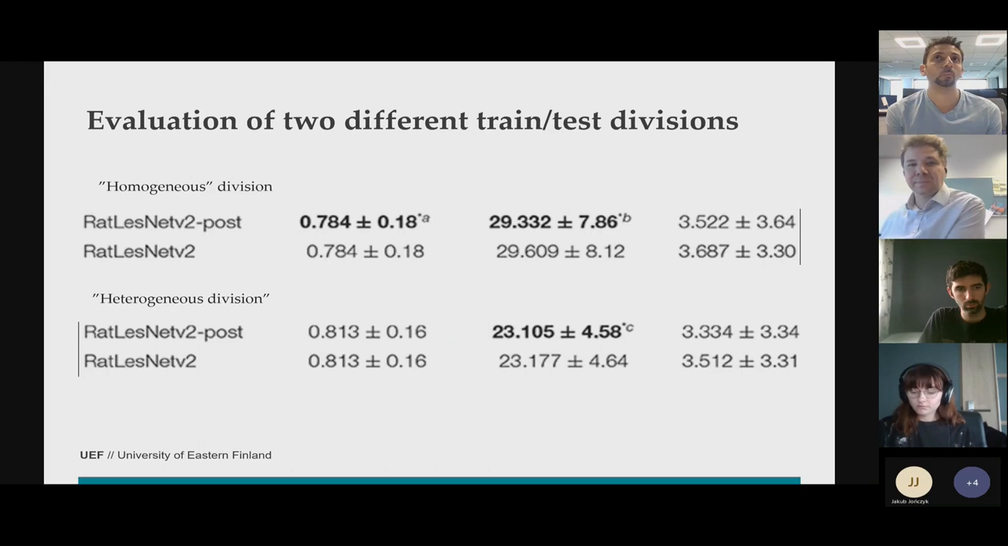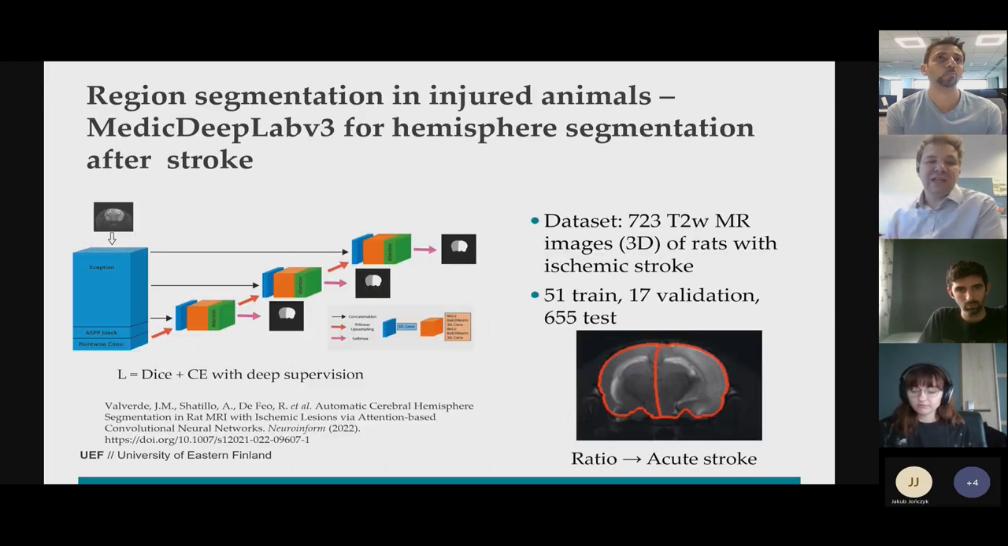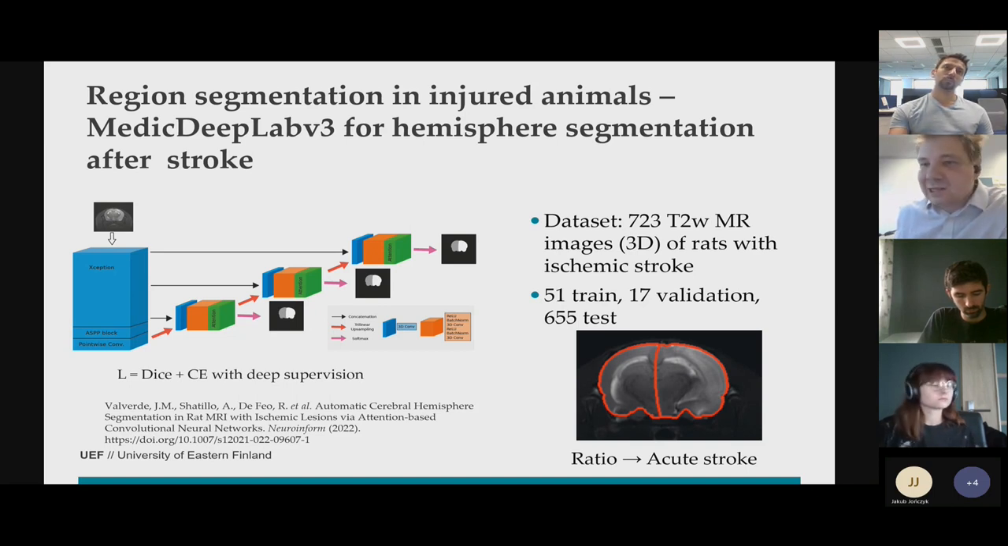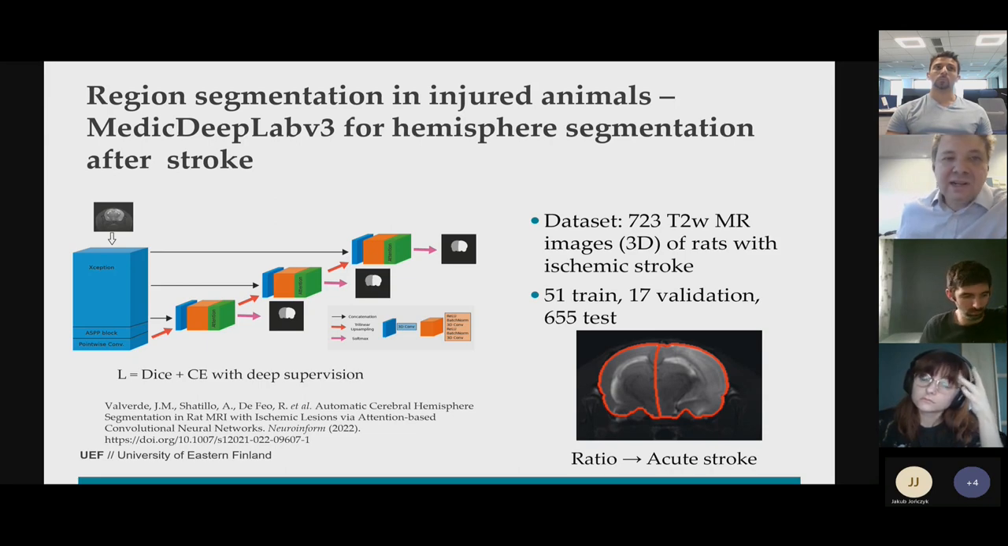Okay. We have segmented more or less normal mice, and we have segmented lesions from stroke model rats. So what about then region segmentation of the brains that contain lesions?